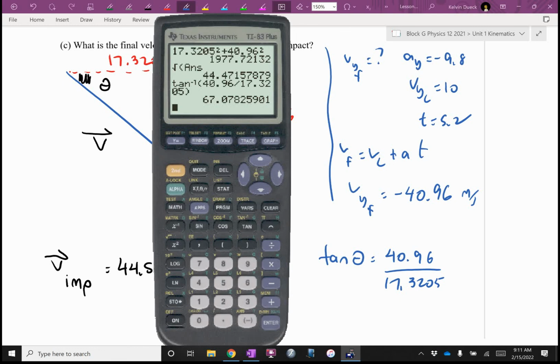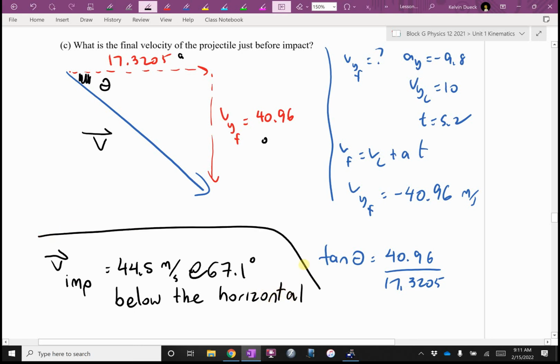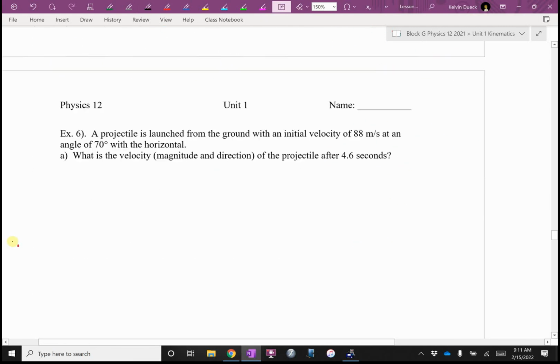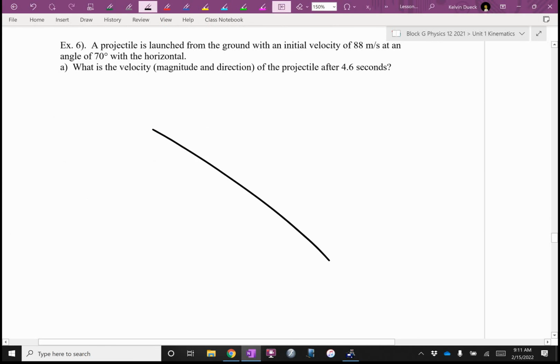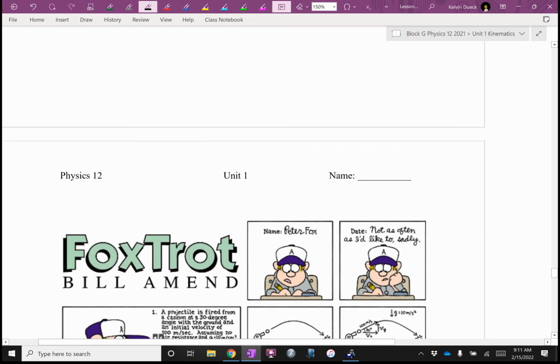I get 67.1 degrees. Above the horizontal? No, below the horizontal. So I'm going to skip example 6. It's more finding velocities. We've done a bunch of those already.